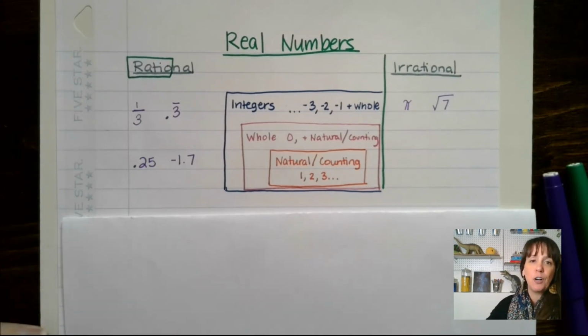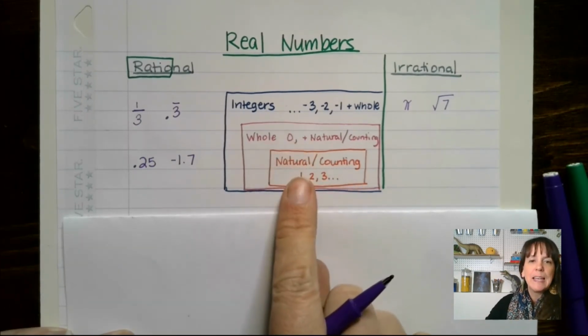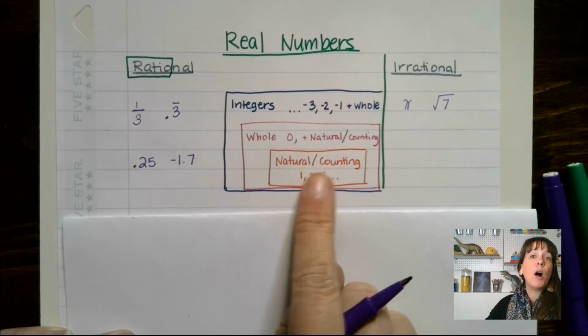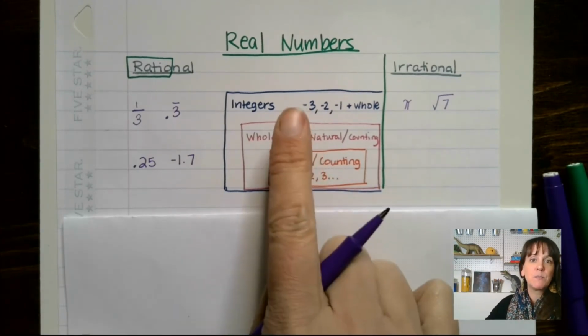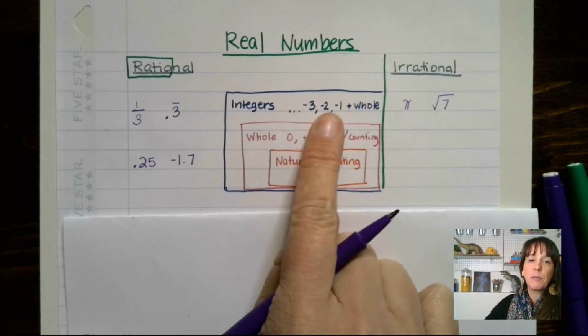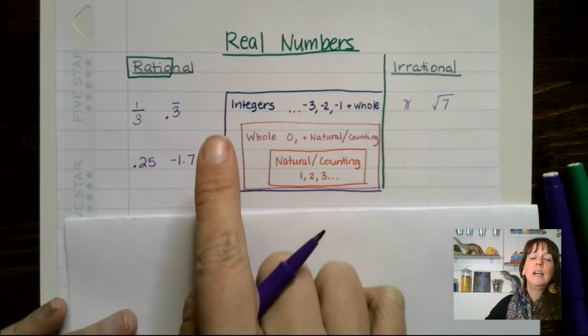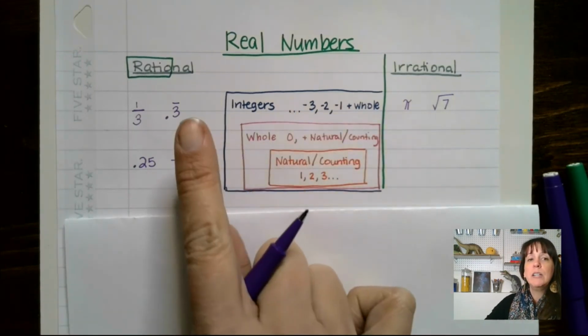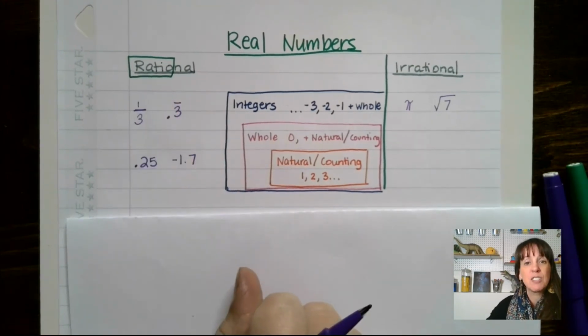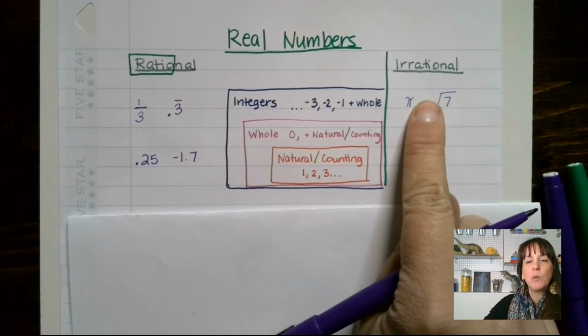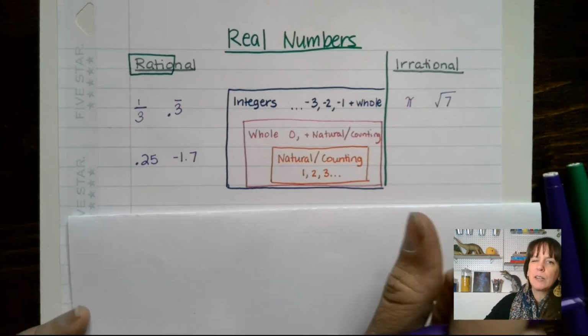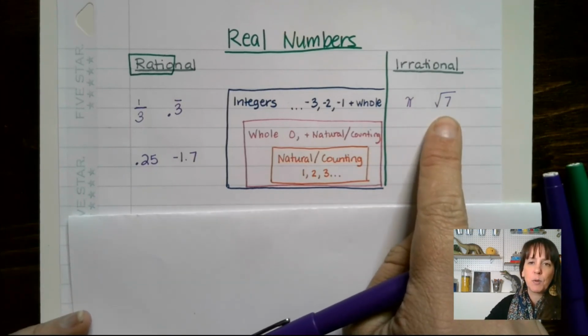Integers are whole numbers, that's 0, and the natural numbers and their opposites, meaning their negatives. So if we have like a negative 5, that would be an integer. Negative 5.2 would not be an integer, it would just be a rational number because there's a decimal involved. So for right now, what you really need to know are your most common irrational numbers are going to be pi and the square root of 7.